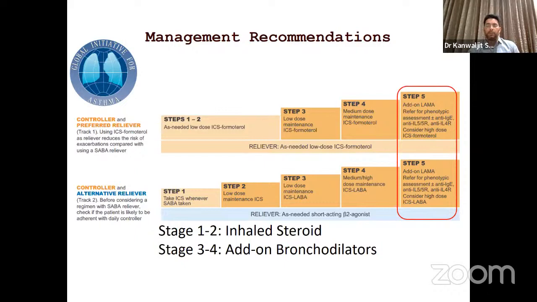If the patient is still not controlled, then we have to send the patient for phenotypic assessment. And then we can add the biologicals if the asthma is still not controlled. First, we have to add on the LAMA, then the oral corticosteroids. Then we have to go for the phenotypic assessment and use of biologicals.